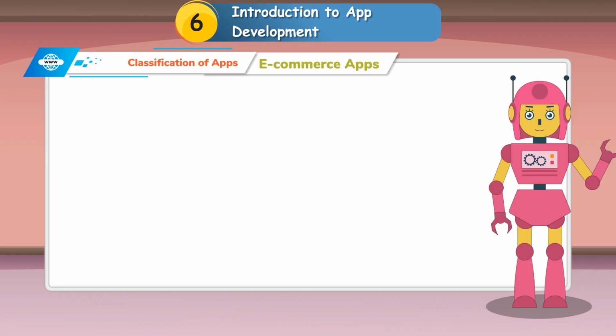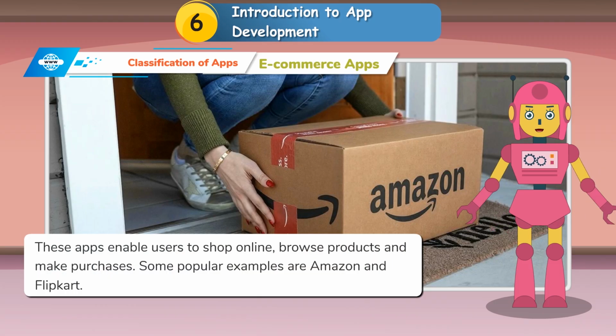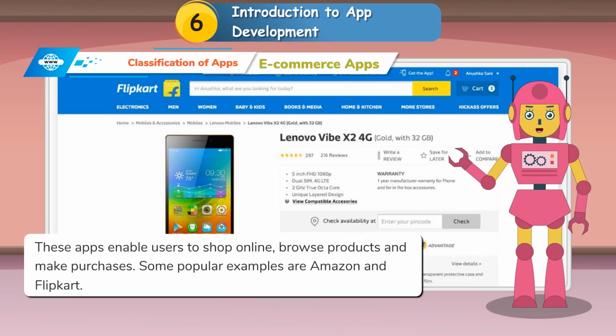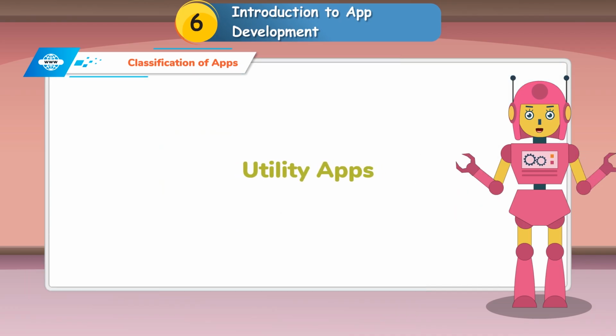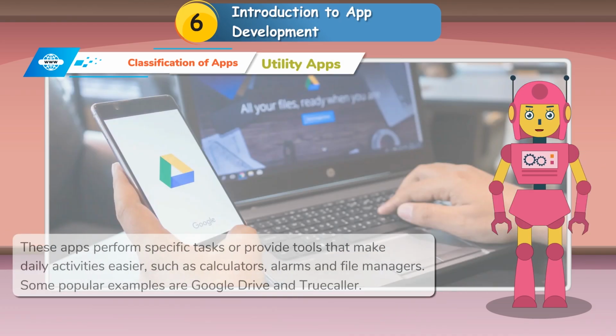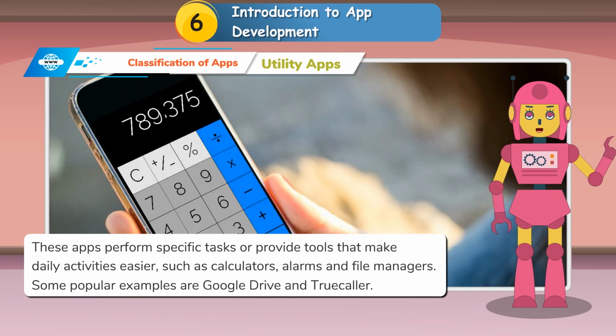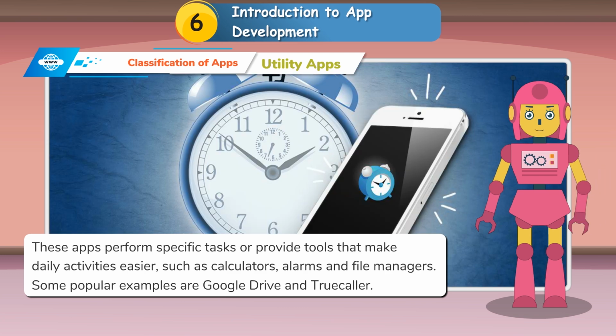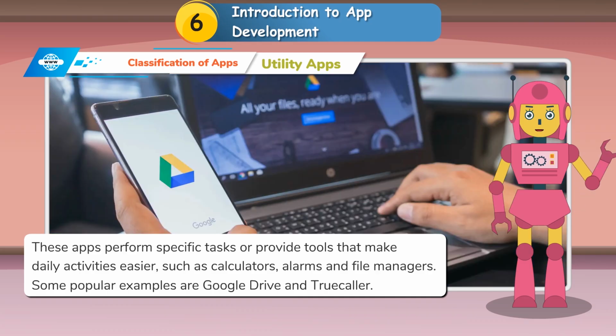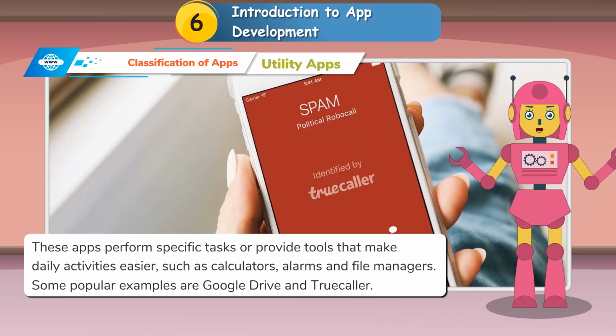E-commerce apps. These apps enable users to shop online, browse products, and make purchases. Some popular examples are Amazon and Flipkart. Utility apps. These apps perform specific tasks or provide tools that make daily activities easier, such as calculators, alarms, and file managers. Some popular examples are Google Drive and Truecaller.